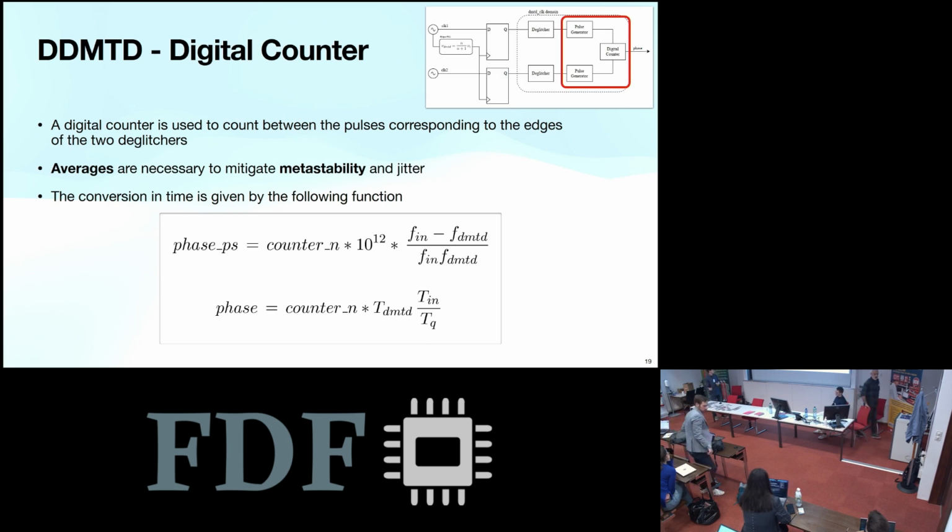Now, of course, there is metastability, jitter, noise. So we take a lot of measurements, then we do the average, and we end up with an extremely precise value with the accuracy of the picosecond.